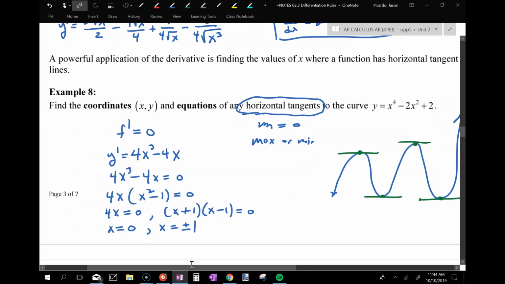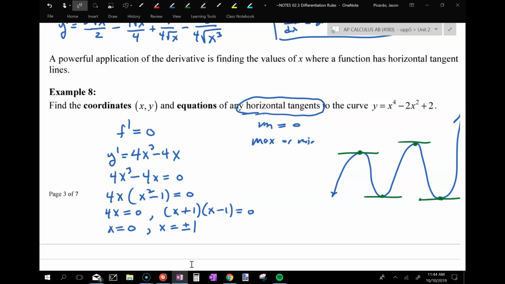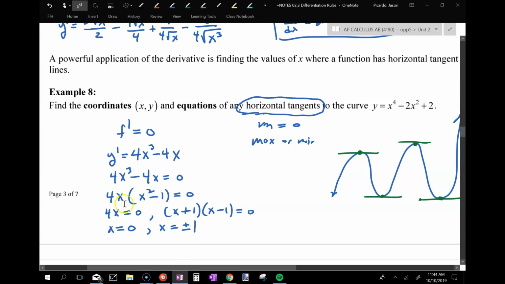Did I finish? Did I really answer the question though? No, because what do I really want to know? I really want to know what the coordinates of the turning points are, right? So now I have to take these values and plug them back into the original equation, because the original equation tells me where I am.